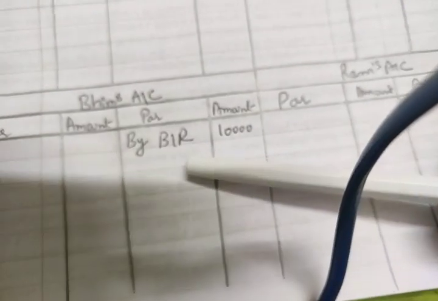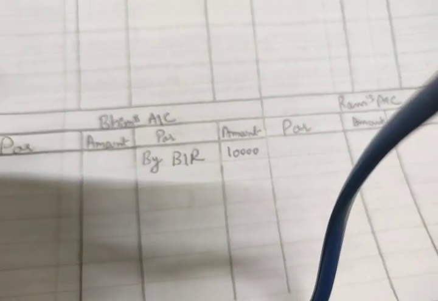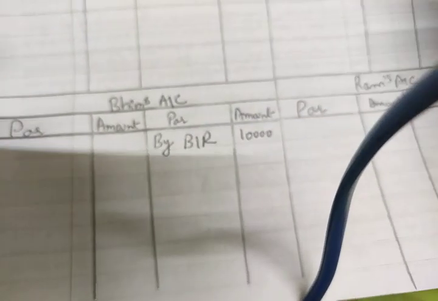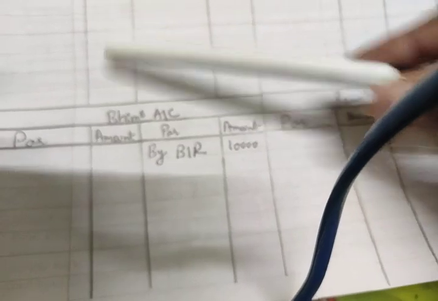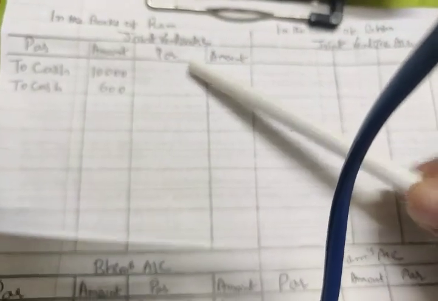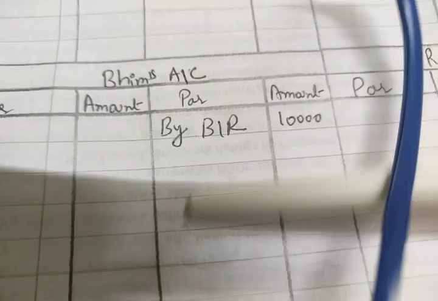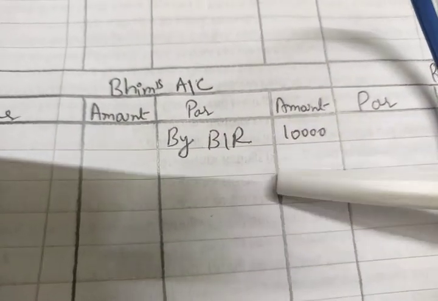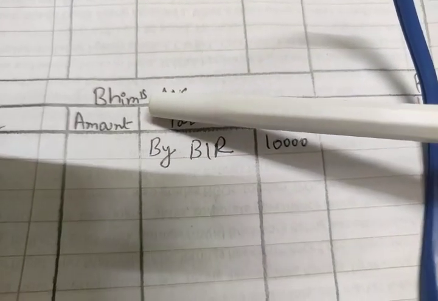On whom is the bill drawn? Bills receivable: who is supposed to pay, bills payable. Sorry, Ram has drawn the bill on Bhim, so Bhim is supposed to make the payment of this bill to Ram. We are maintaining the books of Ram, so here we'll make the entry by bills receivable. Ram is supposed to receive this bill amount from Bhim.